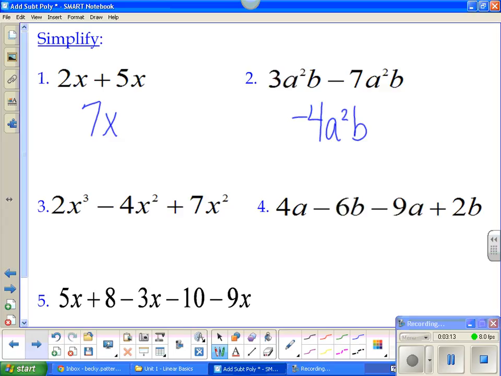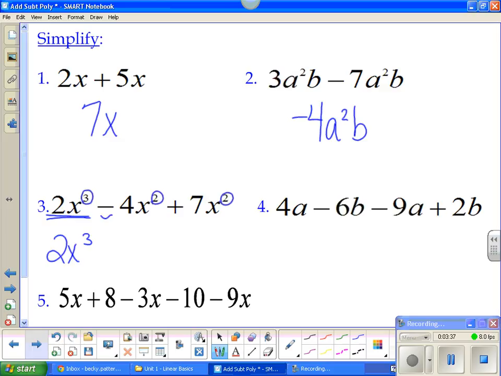Number 3, they are not all like terms. If you'll notice, this one has a power of a 3, but this term has a power of a 2, and he has a power of a 2. So while they all have x's, they are not all like terms. This guy right here has no buddies. He has no like terms, so we just bring him down.